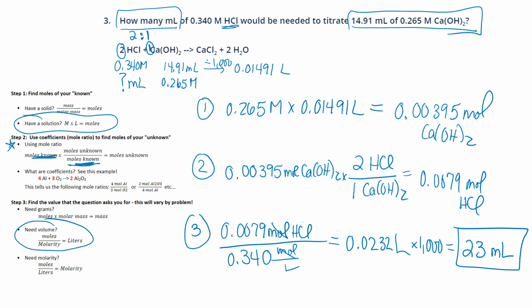So notice how we're always following the same 3 steps. Step 1, find moles. And if you have a solution, you find moles by doing molarity times liters. Step 2, use the mole ratio. Step 3, that's going to vary. In these types of problems, you're often asked to find molarity, but you might be asked to find volume.